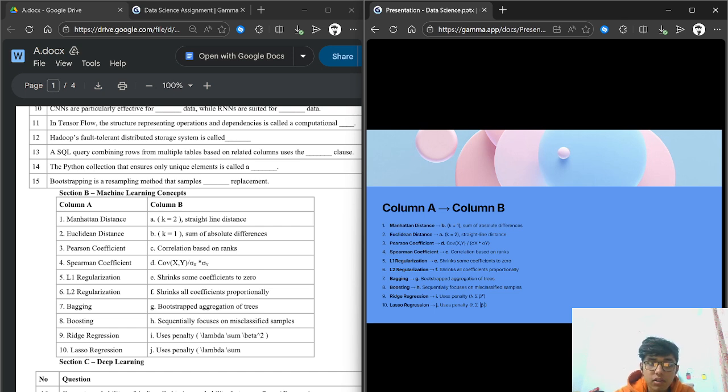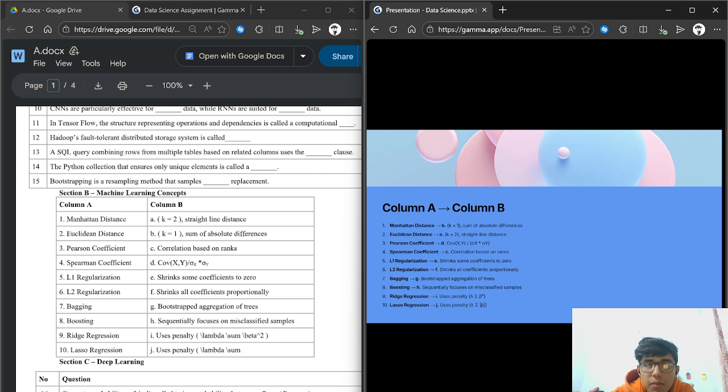Boosting aligns with sequentially focusing on misclassified samples. Each new model attempts to correct the errors of the previous one, gradually improving performance.